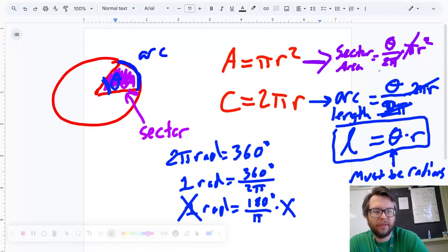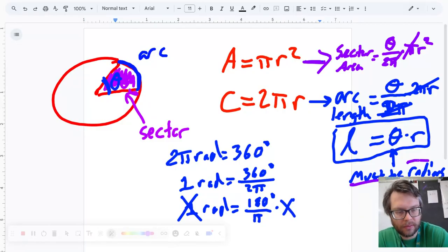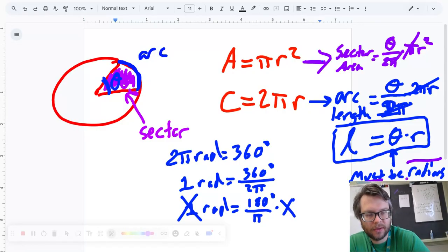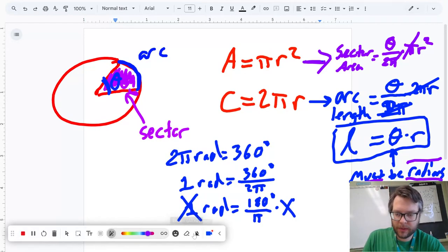So in your formula packet, I think it'll just say theta r squared over 2, or r squared theta over 2. And again, theta must be radians. Must be radians. Okay? Great. So let's look at an example of something that we could do here.